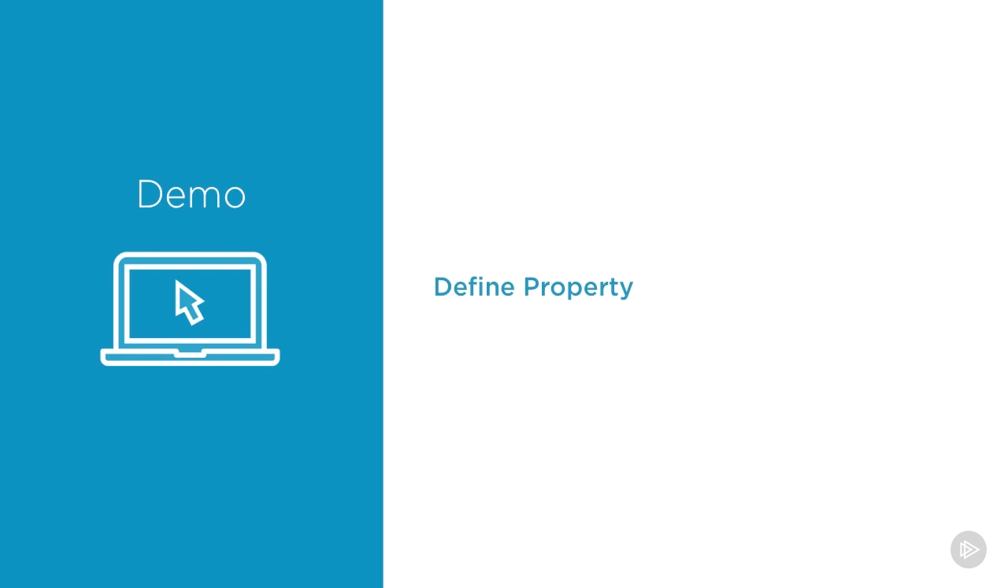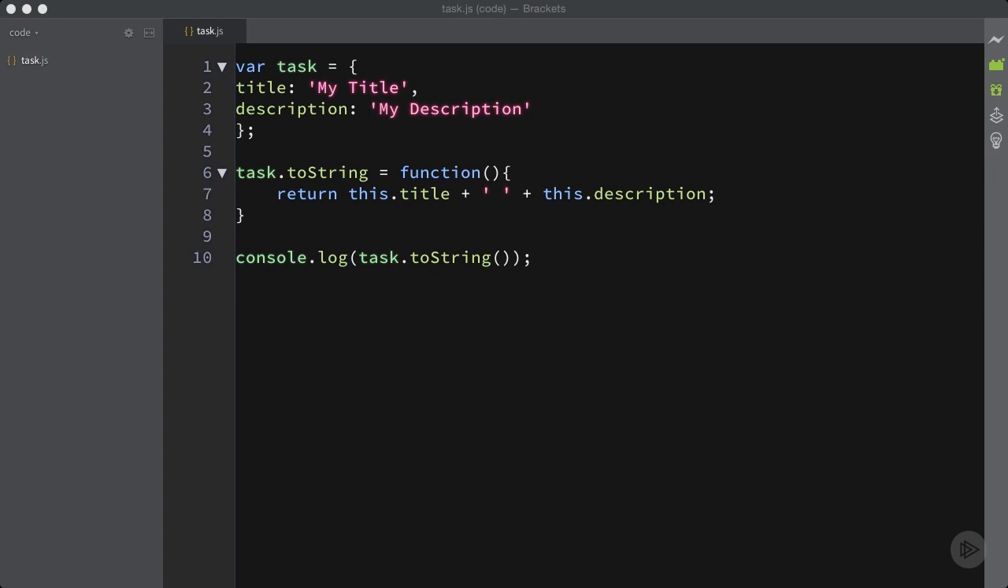So let's take a look at defineProperty and what the implications are of each of these configuration items that we have, and why we might use defineProperty on our objects. All right, so here we've got our task object that we created in the last demo. Basically it's just a title and description. And then we've got a function toString that returns the title and then the description.